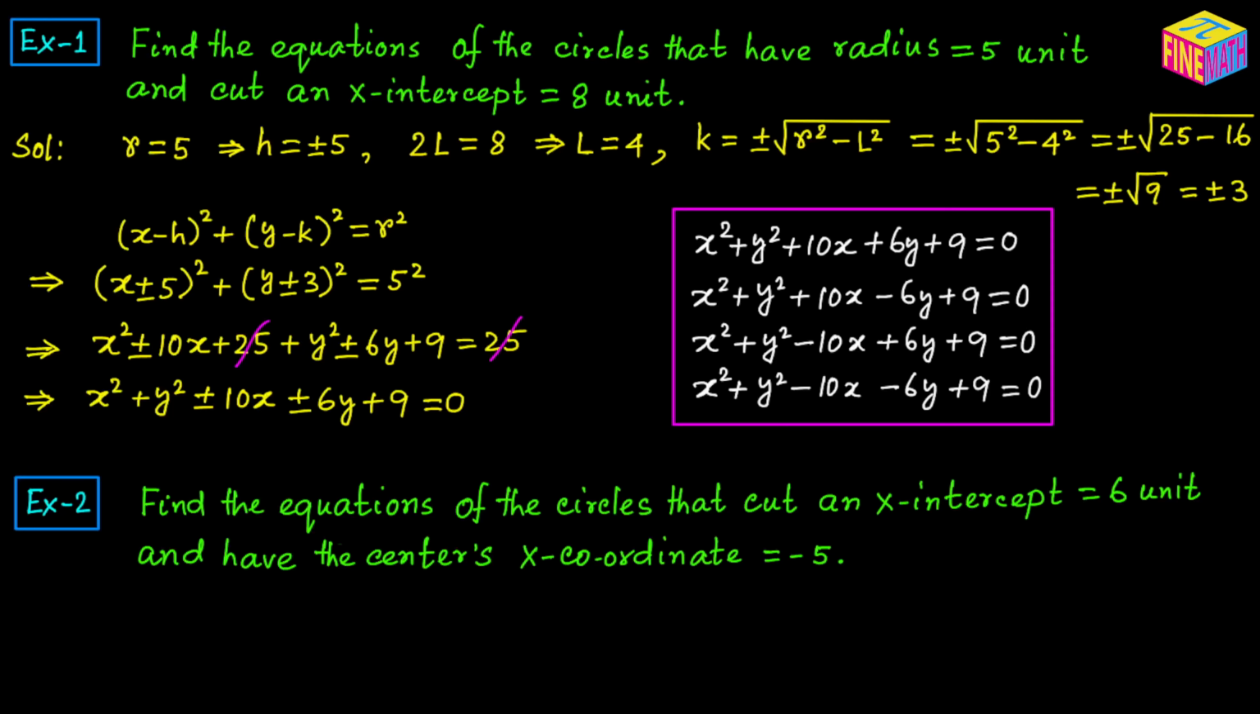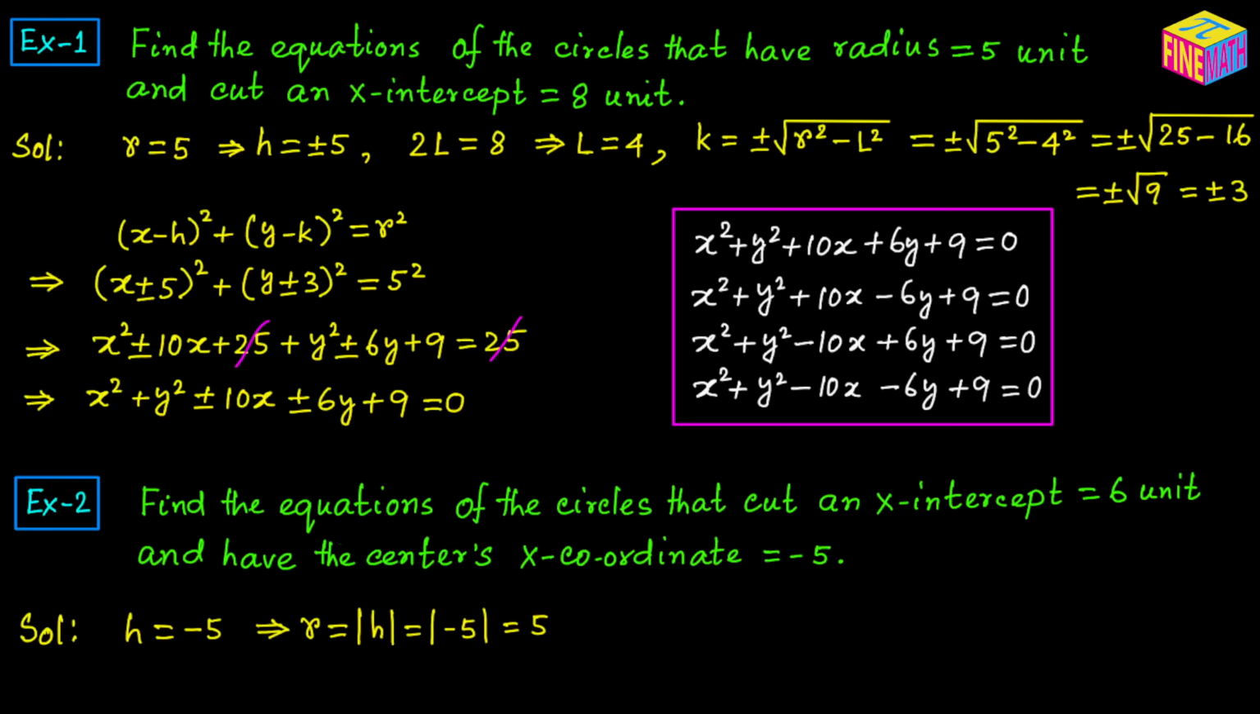The example says find the equations of the circles that cut an x-intercept of 6 unit and have the center's x coordinate equals negative 5. That means the x coordinate of the center would be negative 5, and we have been provided with the length of the x-intercept which is equal to 6 unit. So here we have been provided with the value of 2L and the value of h, which is the x coordinate of the center, and the unknowns are radius and the y coordinate of the center.